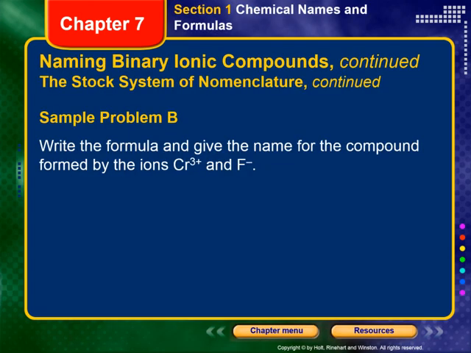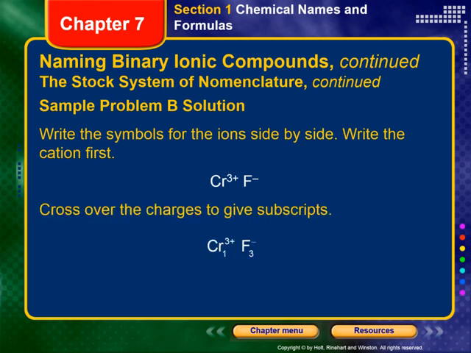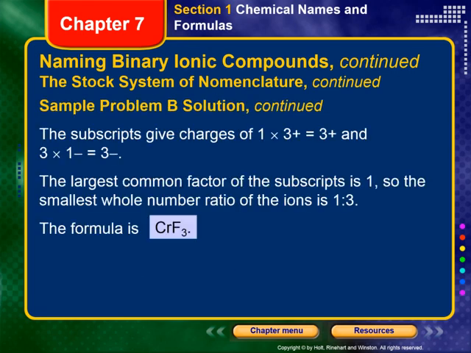So let's get into another sample problem. Write the formula and give the name for the compound formed by the ions chromium 3 and fluoride. So first we're going to write the symbols for the ions side by side, writing the cation first. Then cross over the charges to give the subscripts. We send the 1 from the fluoride down to the subscript of the chromium, and then the 3 charge on the chromium down to be a subscript on the fluoride. The subscripts give charges of a +3 and a -3.